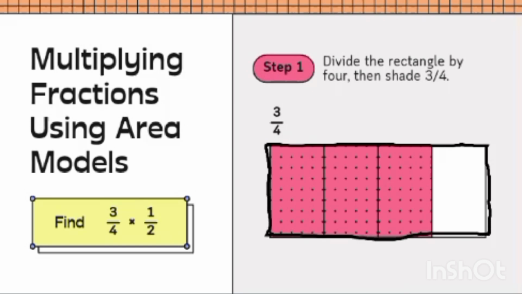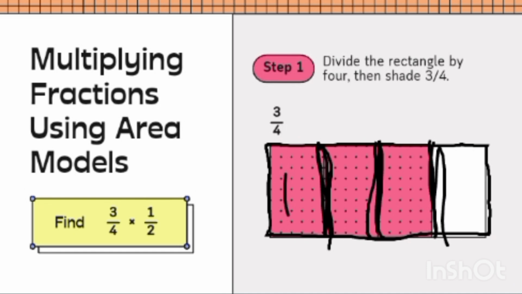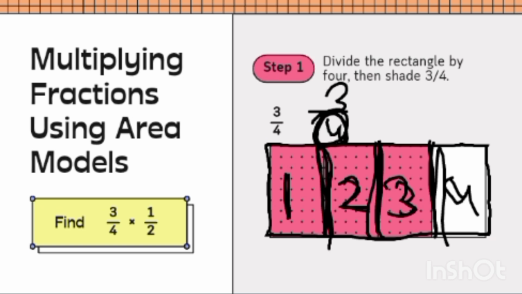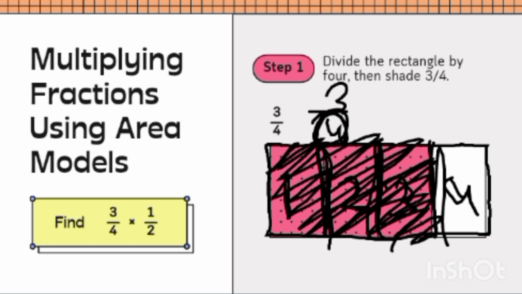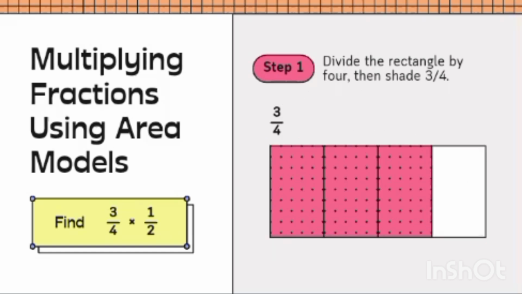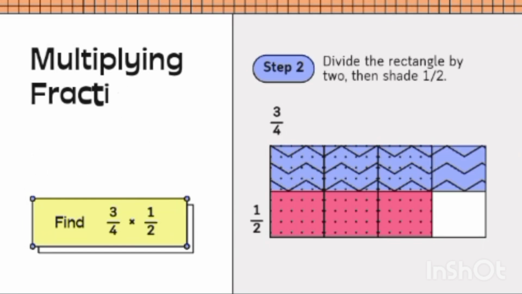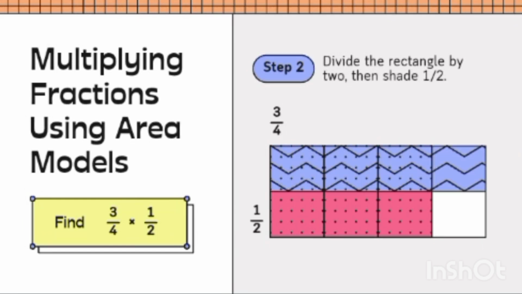You need to divide the rectangle into 4 parts: 1, 2, 3, 4. Why did we do that? Because we have 3/4, so 4 is our total. We divide it into 4 parts, and then we shade 3/4. We shaded 3 parts because 3 was our numerator.